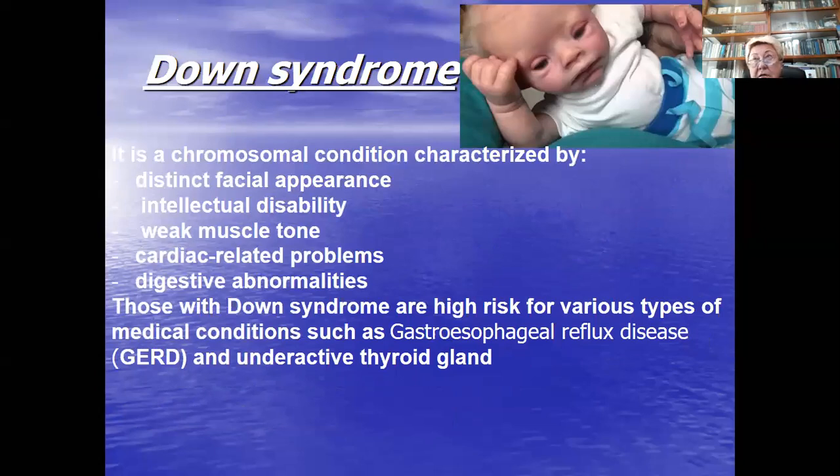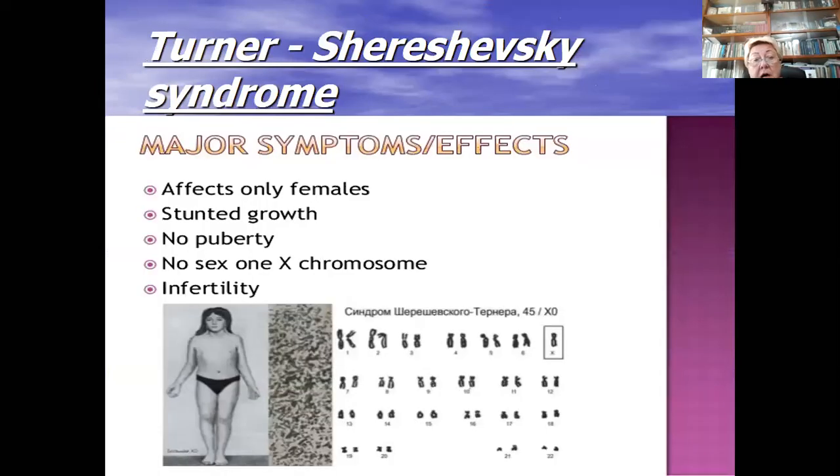And on this picture, you can see the child with Down syndrome, with intellectual disability, weak muscle tone, cardiac problems. It can be abnormalities of the heart and problems with the digestive system. Very often happen gastroesophageal reflux diseases and underactive thyroid gland.